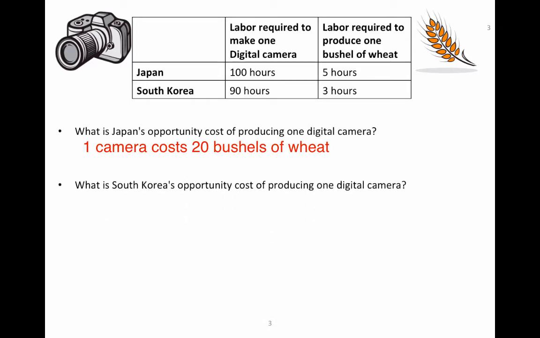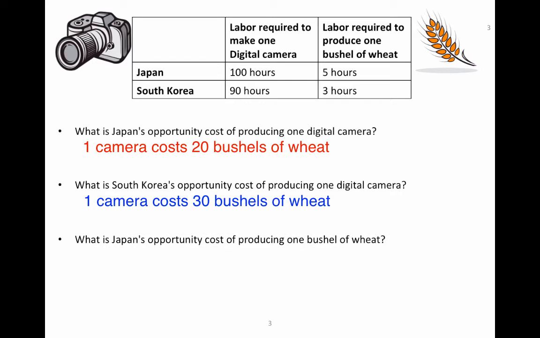In South Korea, 1 digital camera costs 90 hours. Those 90 hours could be used to produce 30 bushels of wheat. In South Korea, 1 digital camera costs 30 bushels of wheat.